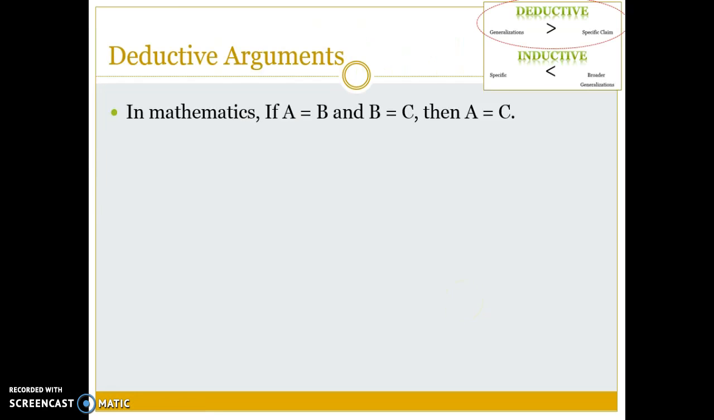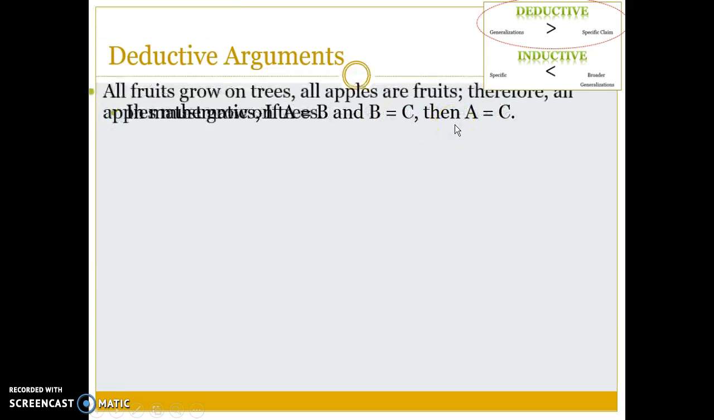Let's take a look at some deductive argument examples. Okay, so the first one, in mathematics: if A equals B and B equals C, then A equals C. Also known as the transitive property, I believe. Most of you should be familiar with that. So we're taking 2 broader ideas and bringing them down into a specific.